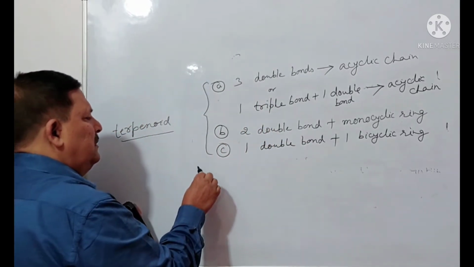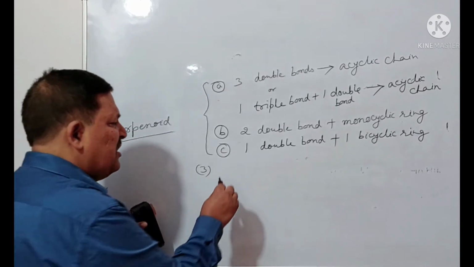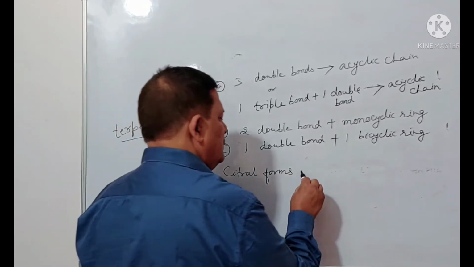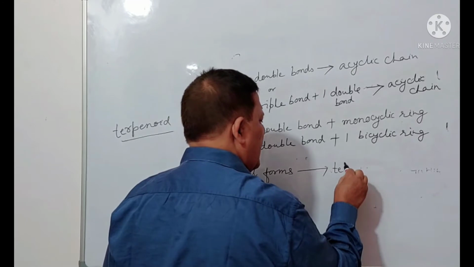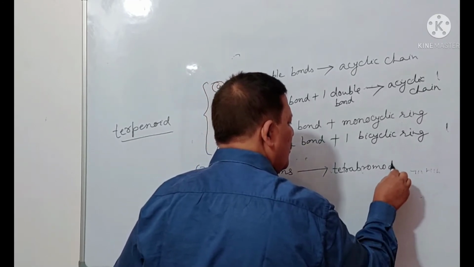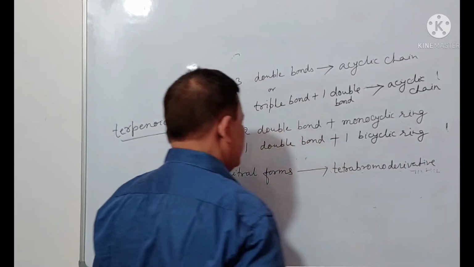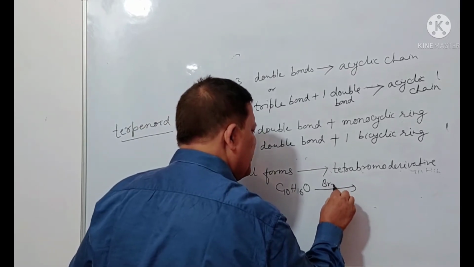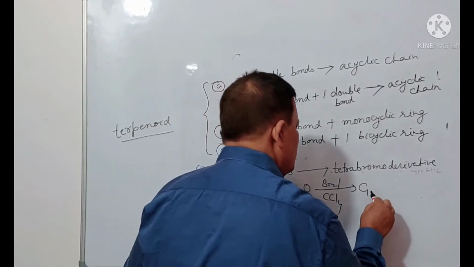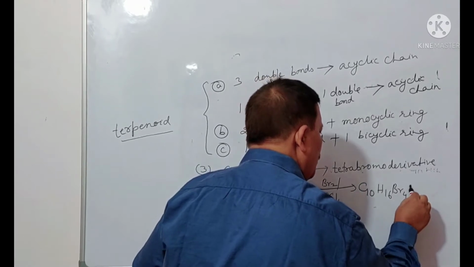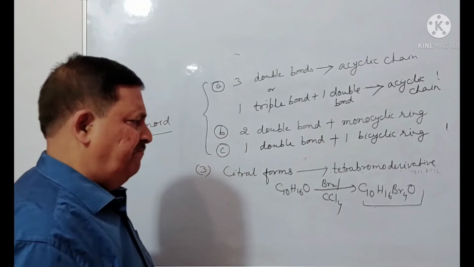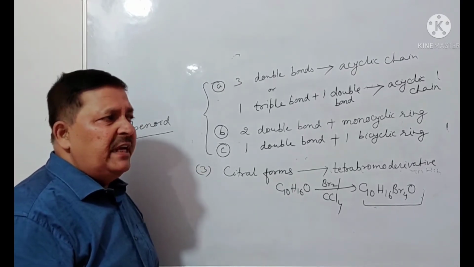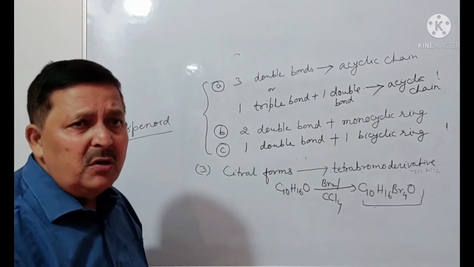Then point number 3: citral forms a tetrabromo derivative. C10H16O, when allowed to react with bromine solution, gives C10H16Br4O, and this compound is called tetrabromocitral. By using this reaction, we can only say that the molecule has either two double bonds or one triple bond.